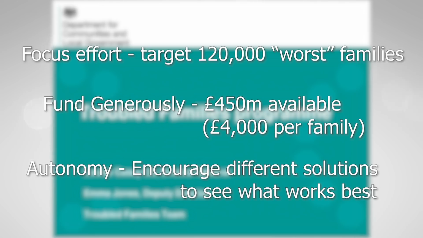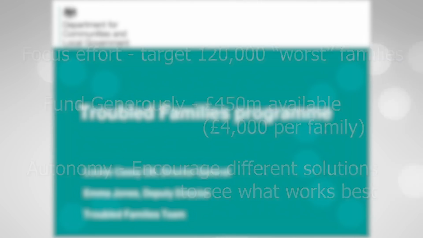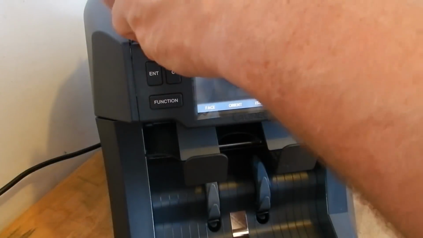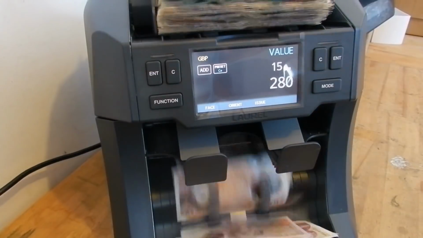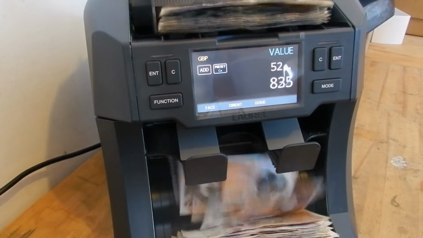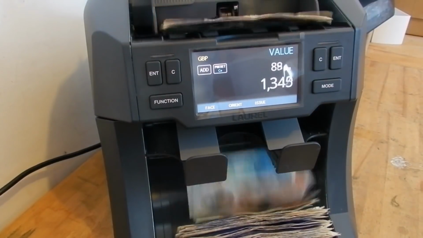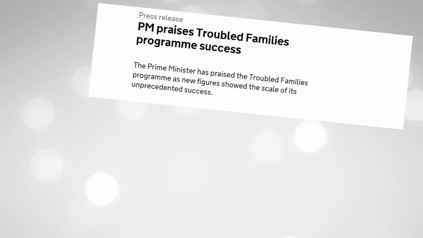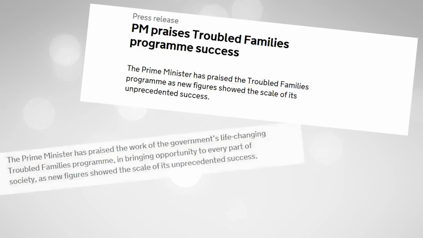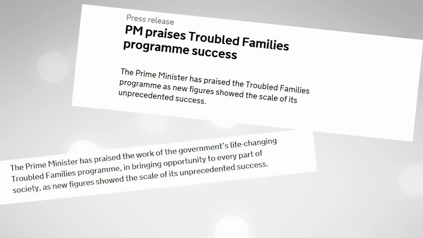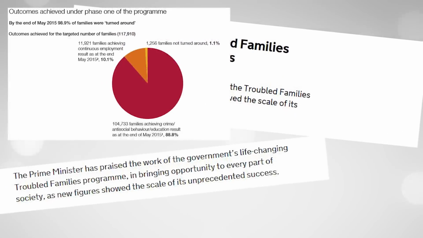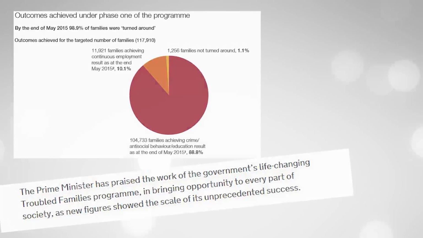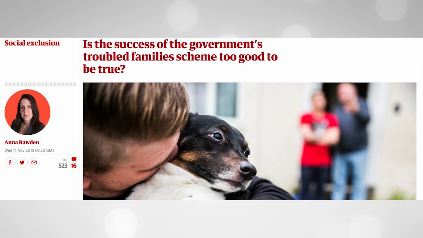However, and it's a big one, the funding was on a payment by results basis. Local authorities tasked with delivering the scheme would only get money if their intervention was successful, a system which creates some rather poor incentives. When the scheme closed and the results were announced, there was fanfare, great success. 99% of families had been turned around. £9 billion saved by the Treasury. However, there was also a certain amount of scepticism.